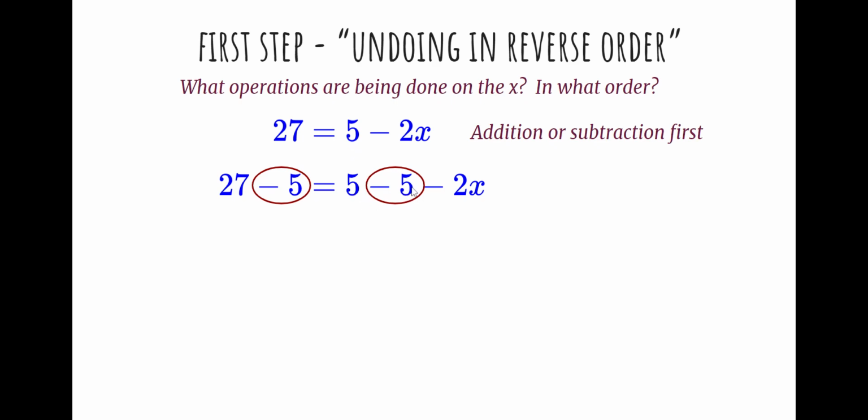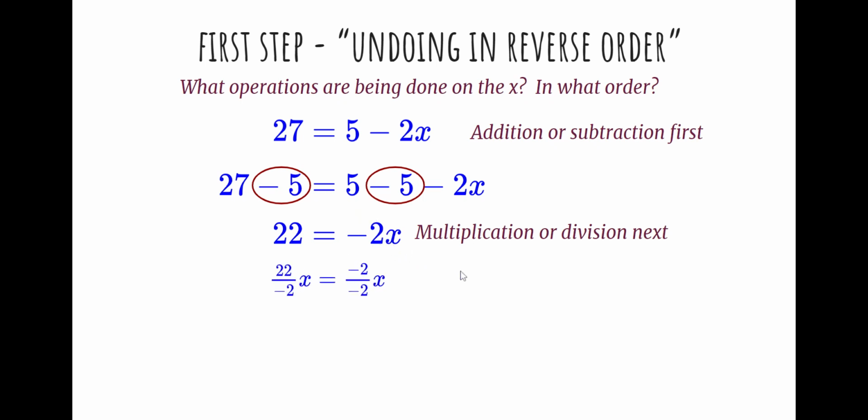So if I subtract 5 on this side, I have to subtract it on the other side. And the important result here is that 5 minus 5 on the right side equals 0. And that will leave just the -2x on the right side. 27 minus 5 on the left side is 22. And this looks a lot like an example we did earlier, and we already know that this was a multiplication. So the opposite is going to be a division. So we're going to divide our equation, both sides, by -2, because that's the number that is multiplying the x.